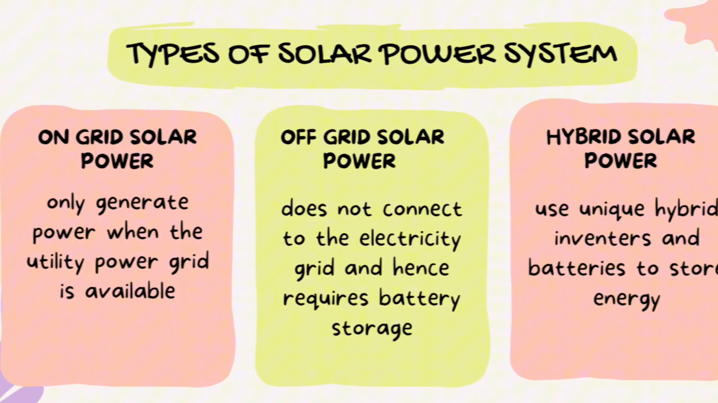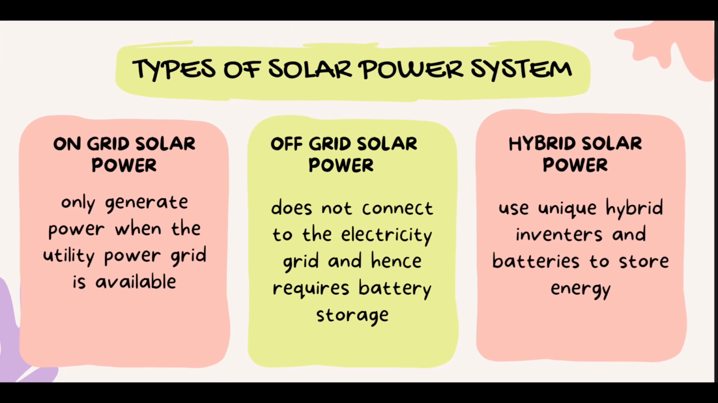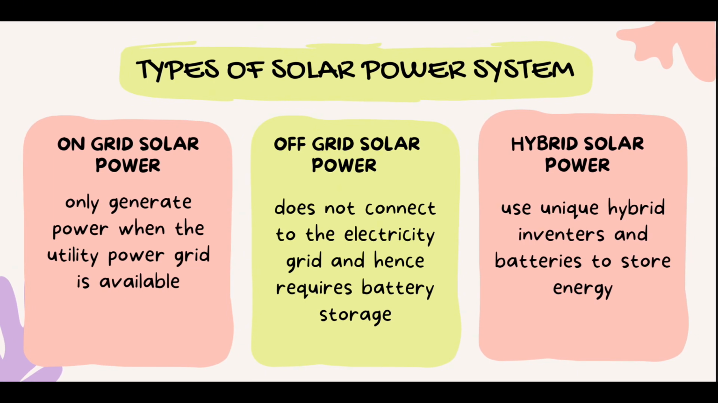There are three types of solar power system. First, on-grid solar power. It only generates power when the utility power grid is available. Second, off-grid solar power. It does not connect to the electricity grid and hence requires battery storage. Third, hybrid solar power. It uses unique hybrid inverters and batteries to store energy.